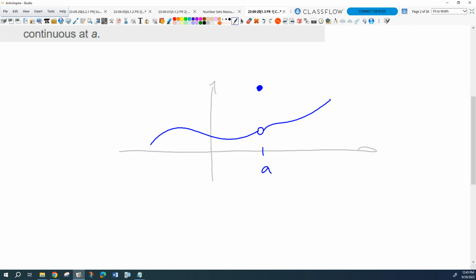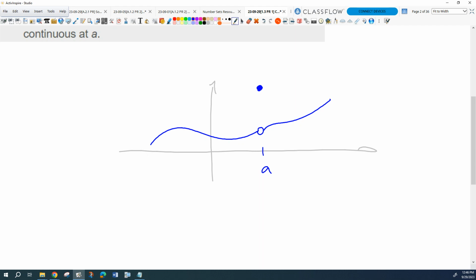Okay, does that function fulfill the first two criteria? Yeah. It does, doesn't it? The ant has a place to stand when x equals A. Where is it? Right there, right? The limit exists. Ants from either direction both anticipate stepping on the same place, but something went wrong here because that function is not continuous. I had to pick my pen off the board to draw that point, didn't I?